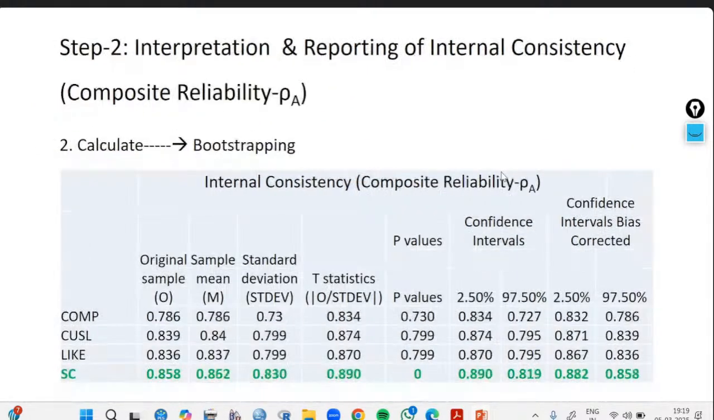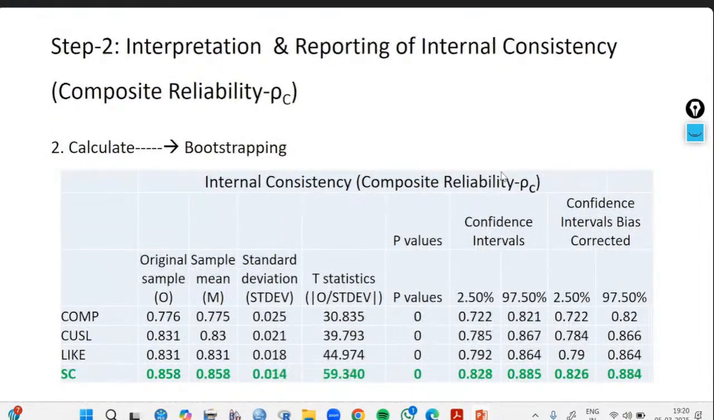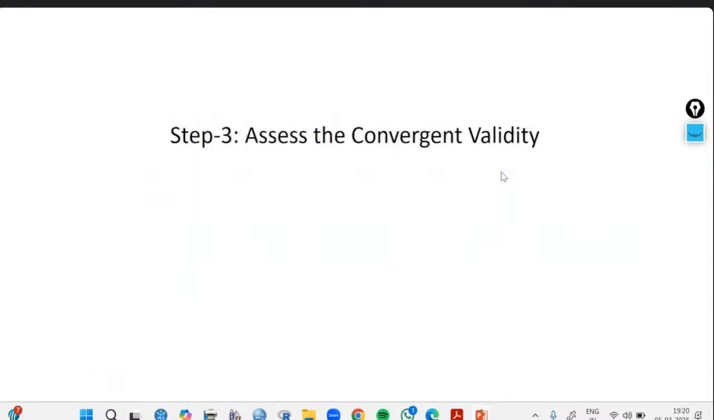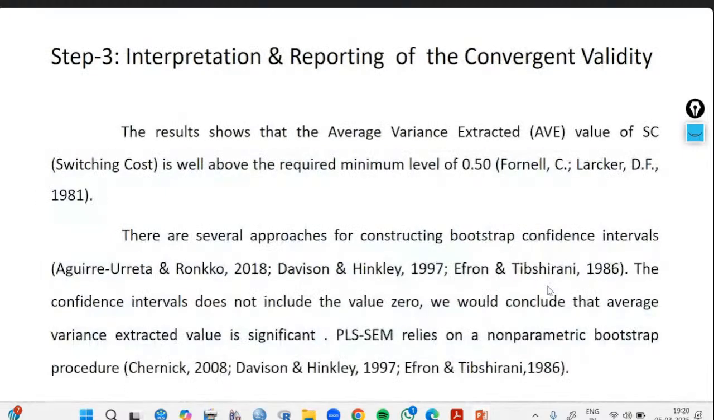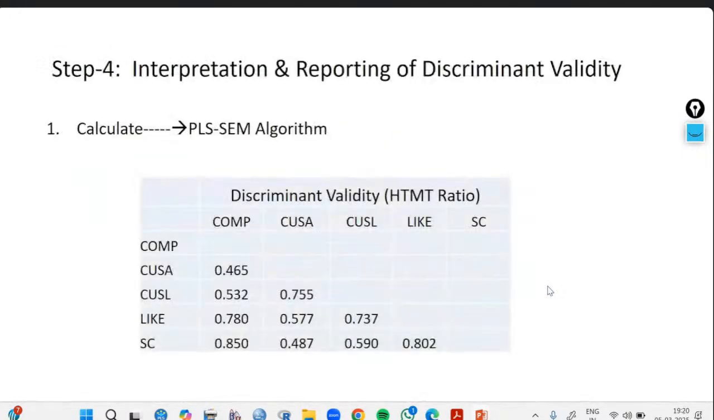And then we check the convergent validity. So the convergent validity of the switching cost construct is 0.705, which is greater than 0.5, so there is no issue of convergent validity. Finally, we will check discriminant validity. Here all the values are less than 0.85, so there is no issue of discriminant validity.